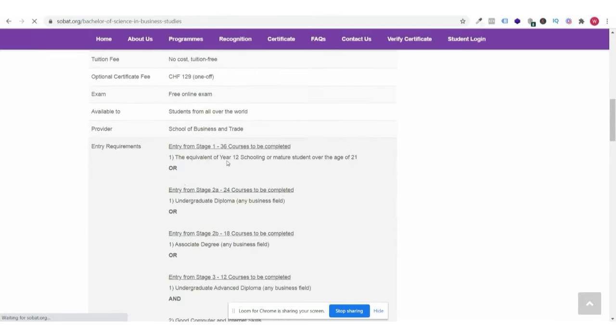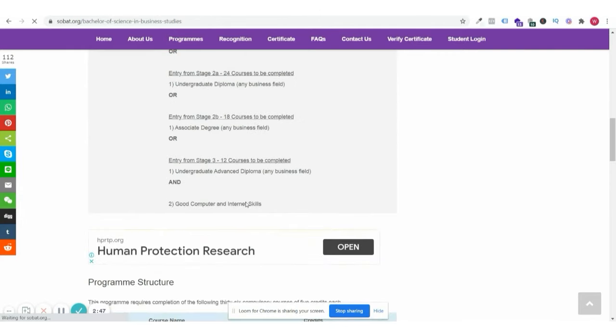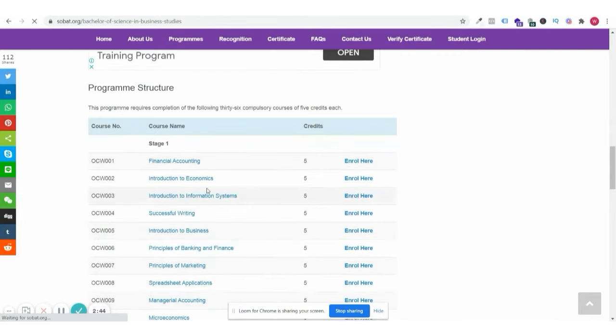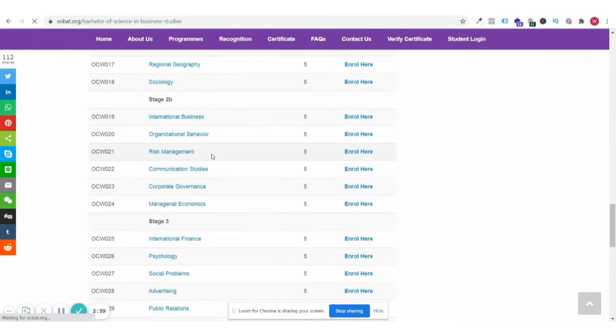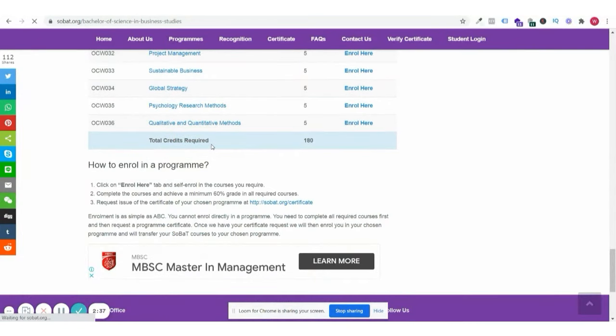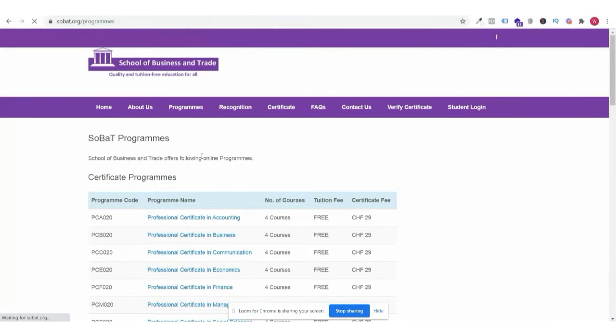Let's see the requirements. You just need about 12 years of schooling or you're a mature student that is over 21 years. Then you need undergraduate diplomas and all that. I think you have to go through about 36 courses, and these are the courses you need to take. To enroll, you click on enroll here and you are required to complete all the courses and have a minimum of 60% before you can have your certificate.